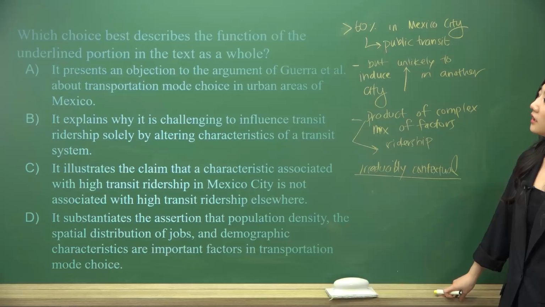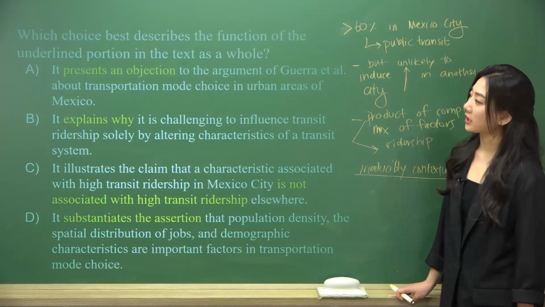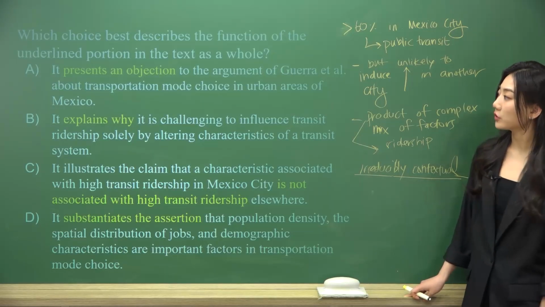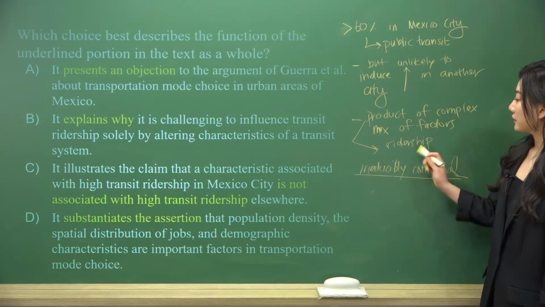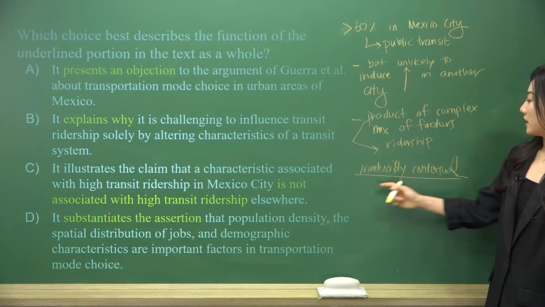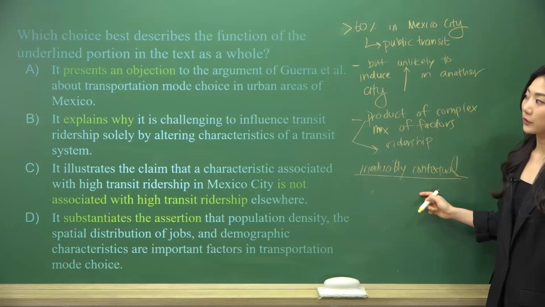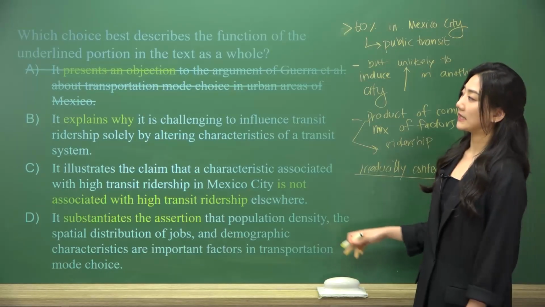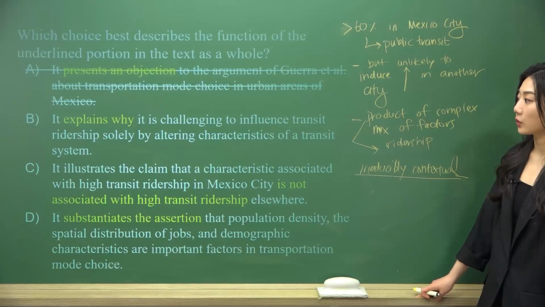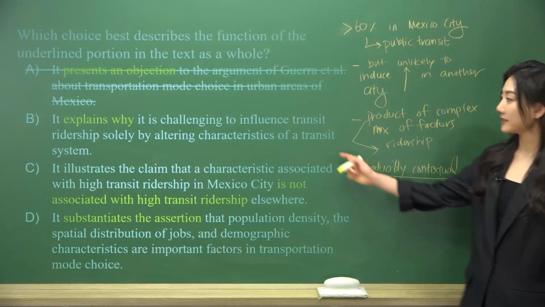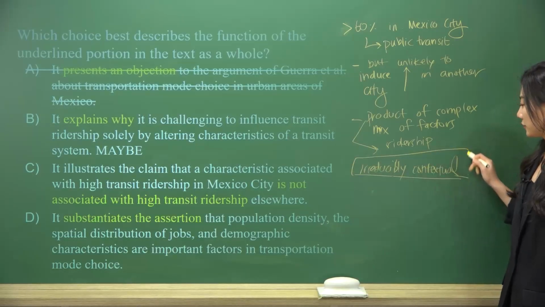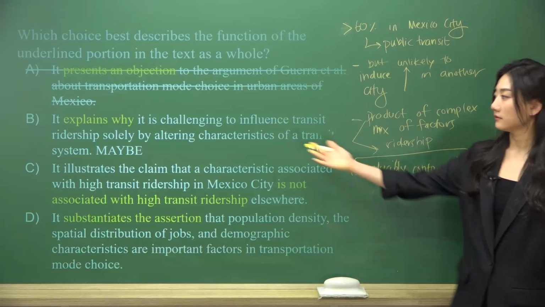Okay. A, it presents an objection to the argument of Guerra et al. about transportation mode choice in urban areas of Mexico. So they're actually agreeing with it, right? Product of complex mix of factors. It is irreducibly contextual, so it's not going to be an objection. We can delete A. B, it explains why it is challenging to influence transit ridership solely by altering characteristics of a transit system is a definite maybe. Right? Because it said that it's irreducibly contextual. So that is going to be totally okay.